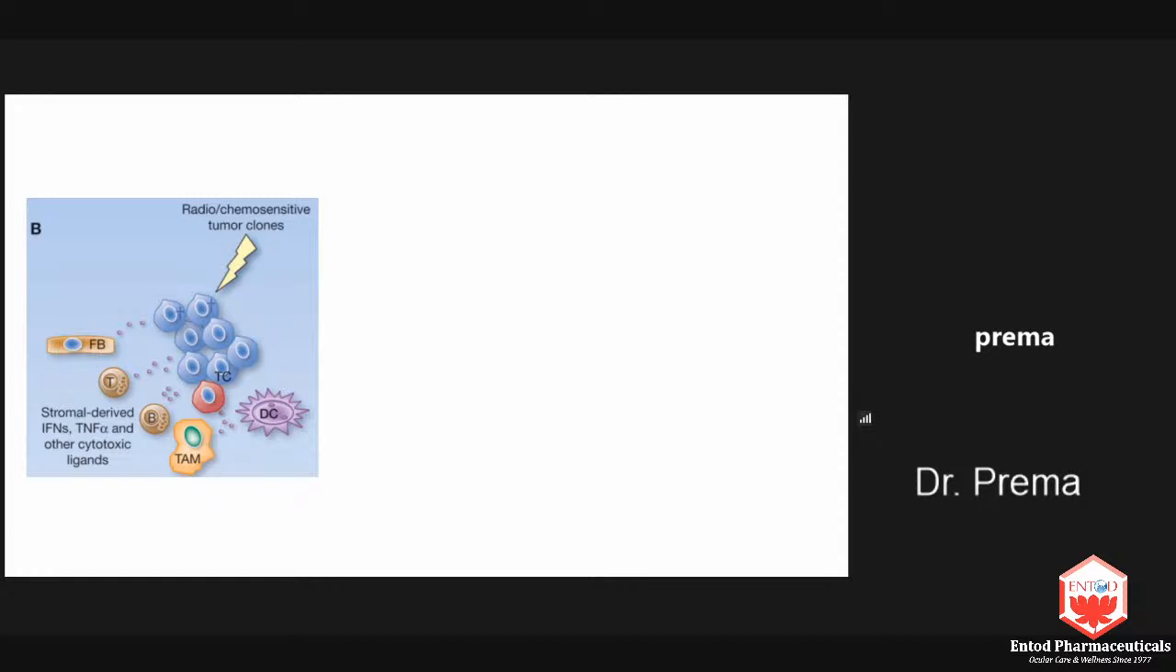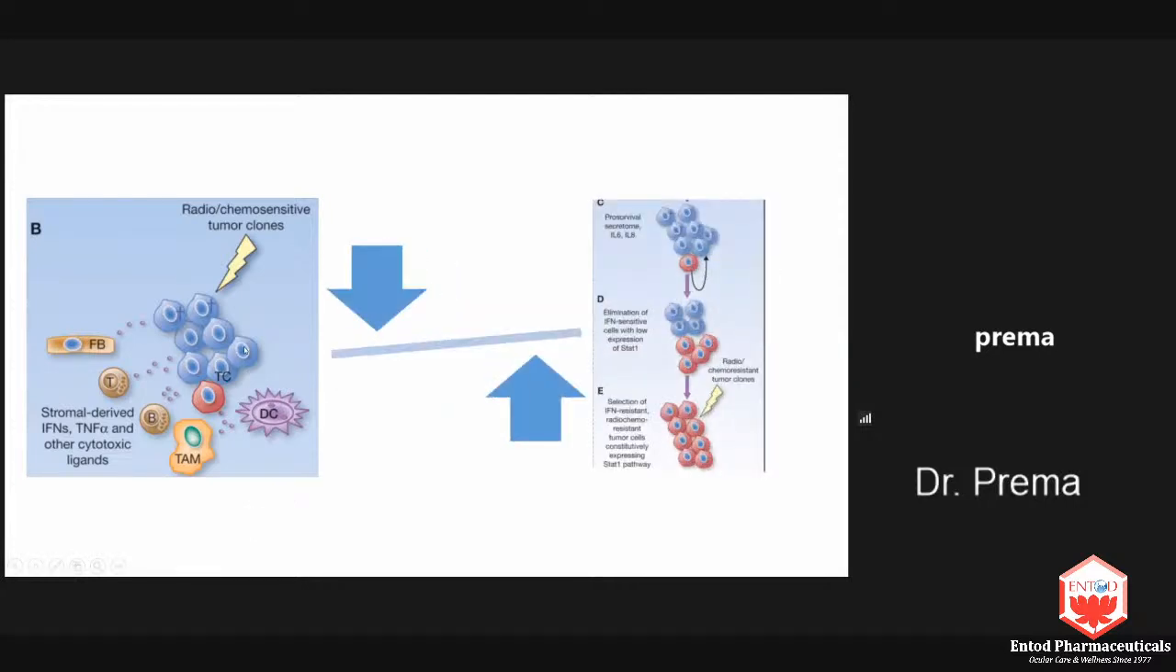This is a little picture that shows you. The blue cells are the nice chemosensitive cells, and the red one is the chemo-resistant one. So initially, when the interferon acts through the macrophages, the chemosensitive cells are destroyed, but since they outnumber the chemo-resistant cells, on the whole, the tumor is controlled.